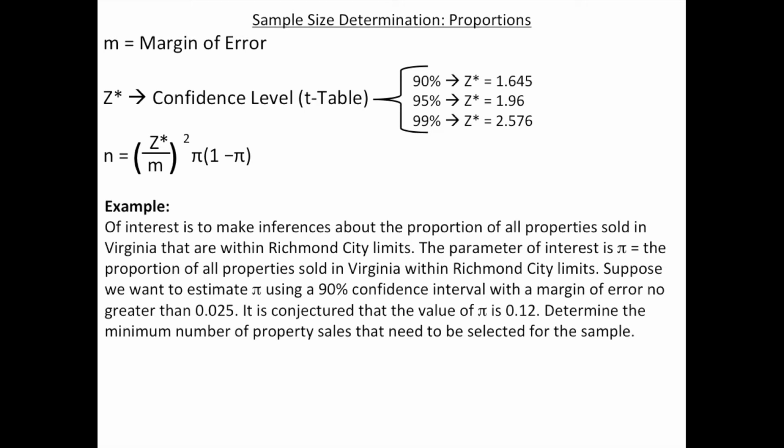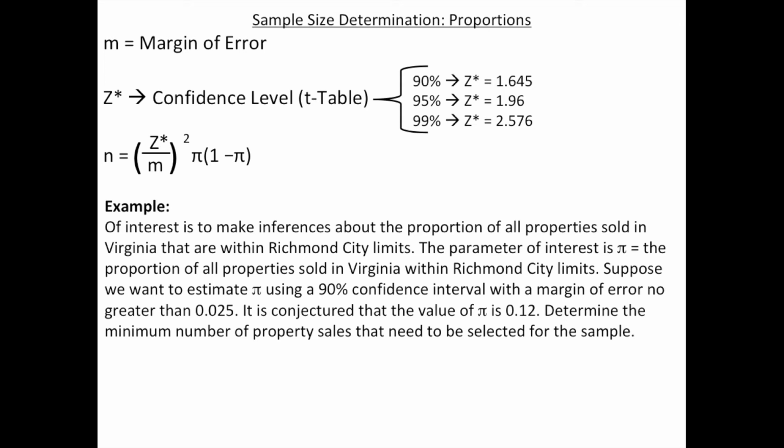So in most cases, you're given a really chunky paragraph. In this case, it says, of interest is to make inferences about the proportion of all properties sold in Virginia that are within Richmond city limits. The parameter of interest is pi, which is equal to the proportion of all properties sold in Virginia within Richmond city limits. And suppose we want to estimate pi using a 90% confidence interval with a margin of error no greater than 0.025. It is conjectured that the value of pi is 0.12. Determine the minimum number of property sales that need to be selected for the sample.